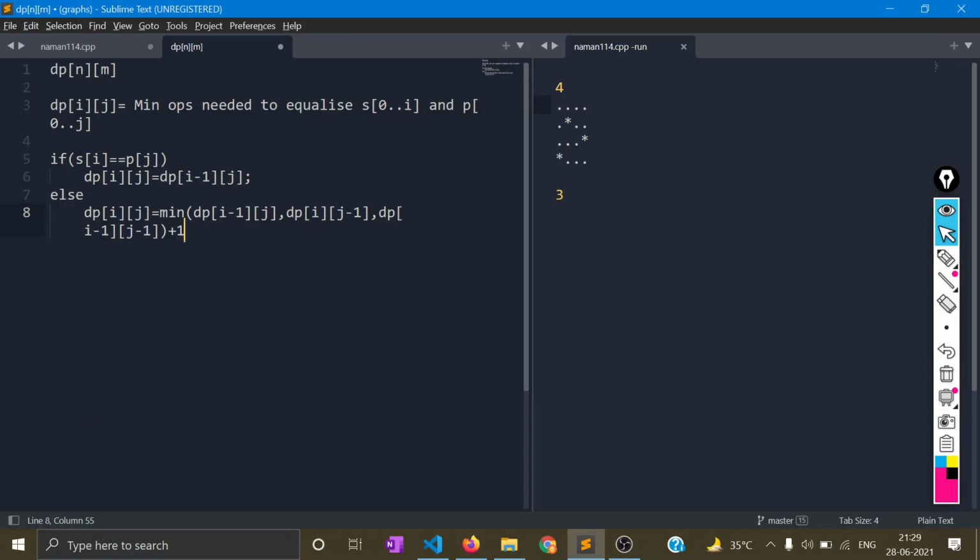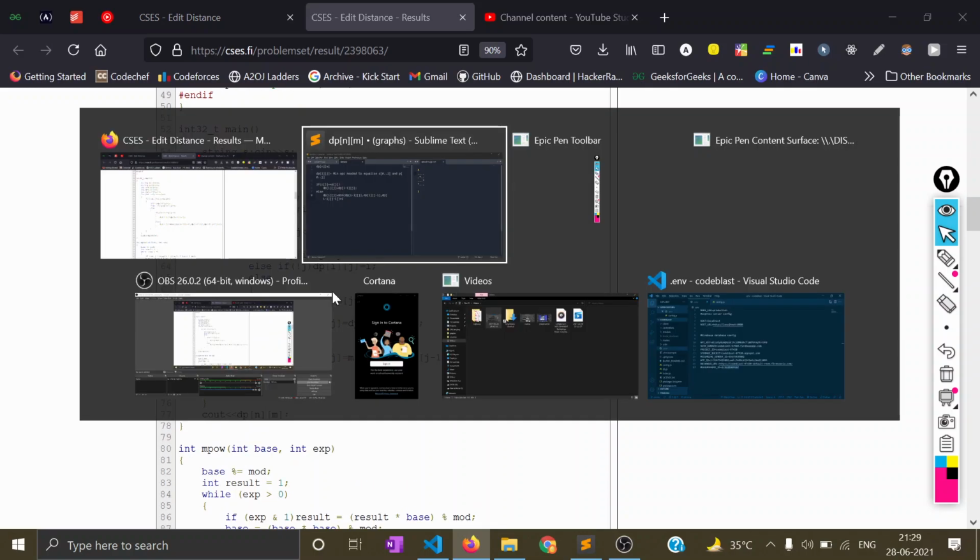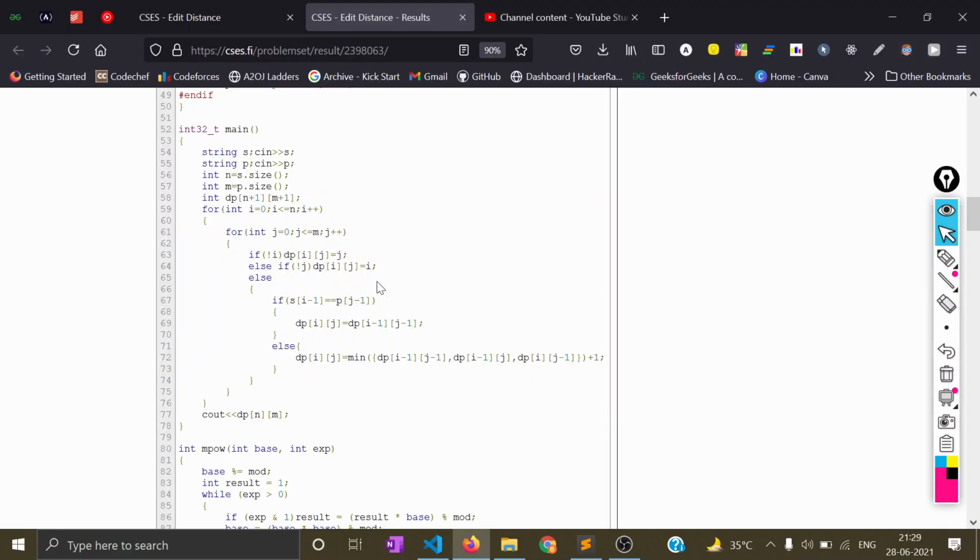So I hope that is clear to you, what we are doing. We have only these three operations: we can remove either the ith or the jth character, or we can replace ith to get dp[i-1][j-1]. These are the three operations I can make, and it's the result. So this is pretty easy.